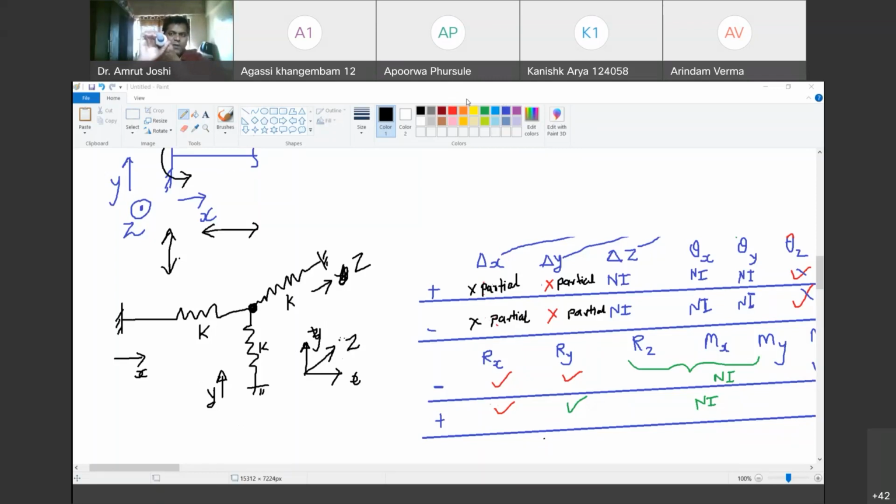Yes, sir. So this is one spring. This is y direction. Happy? This is another spring, x direction, and this is another spring. This is in z direction. If you try to rotate this, the spring goes in twisting. Do you agree with me?